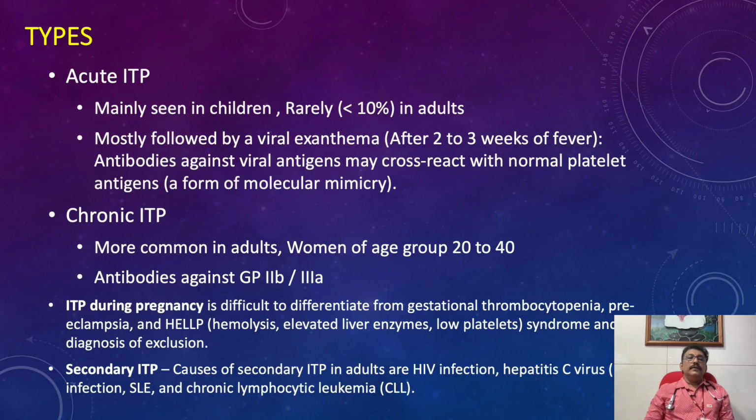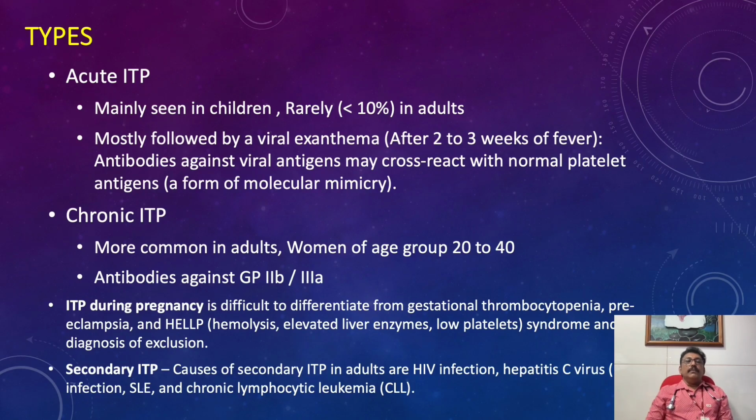One is acute ITP, the other one is chronic ITP. Chronic ITP we routinely see mainly in adults, mainly in women, with antibodies against GP2B and 3A. Acute ITP is mainly seen in children and rarely it can occur in adults also.